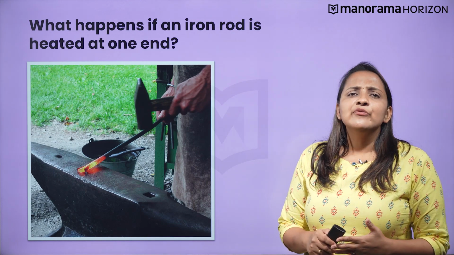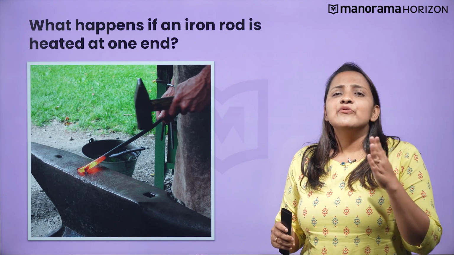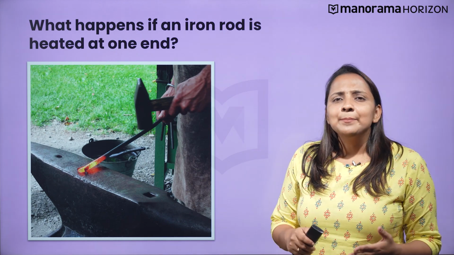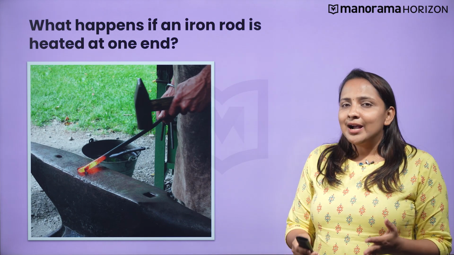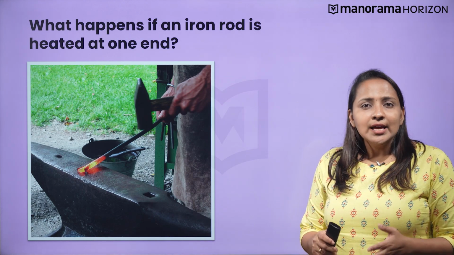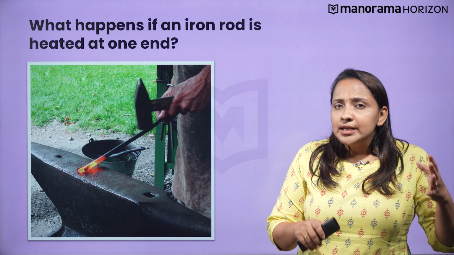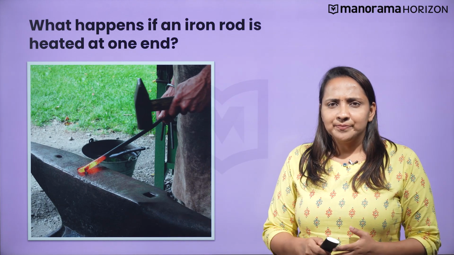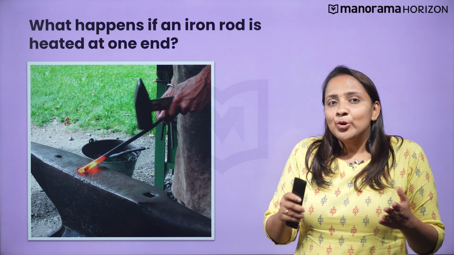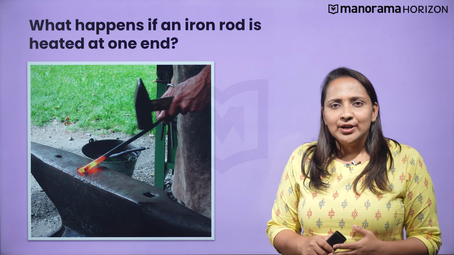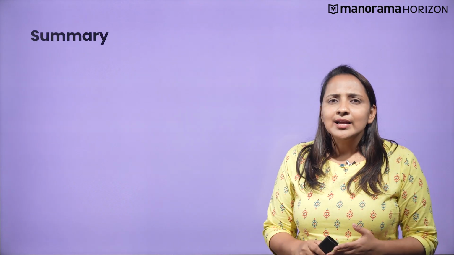What happens when we heat an iron rod at one end? We heat one end of an iron rod. After some time, its other end will also become hot. You can see the flow of heat is unidirectional, from higher temperature to lower temperature. How will you explain this spontaneous heat flow? We will discuss this in our next video. Now, let us summarize what we have learnt.